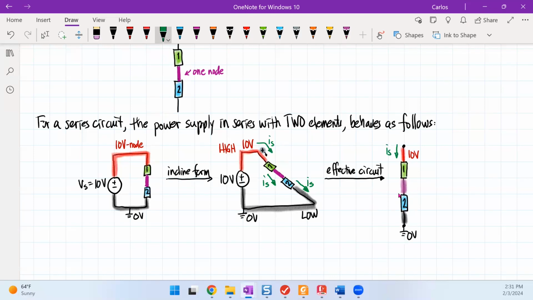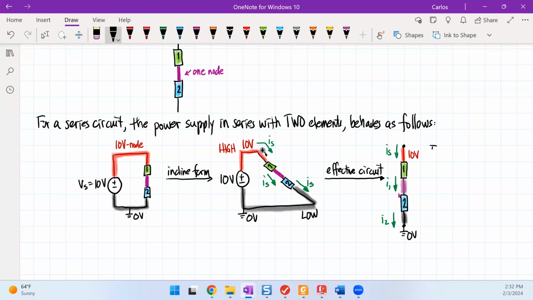It then goes through 1. And what comes out of 1 is the current I1, but I1 is the same as the source current. And then the current I1 coming in is also the current I2 coming out because all of these three currents are fixed.